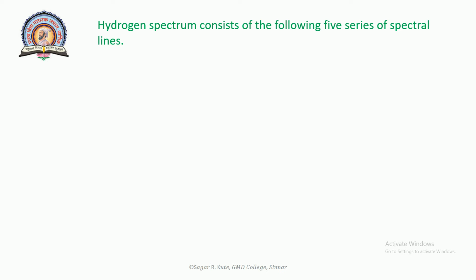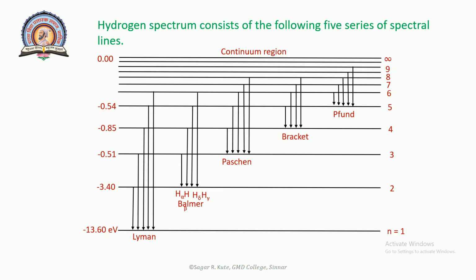Hydrogen spectrum consists of the following 5 series of spectral lines. This diagram indicates energy level and series transition for hydrogen atom. This figure shows the energy level of different series transition of hydrogen atom. In an energy level diagram, each Bohr orbit or stationary state is represented by a horizontal line. Vertical scale is term wave number, that is mu. The energy values of quantized states are negative and approach 0 as the principal quantum number n increases.